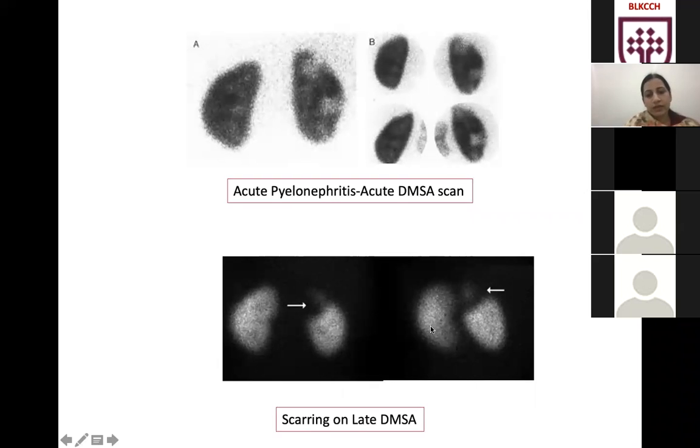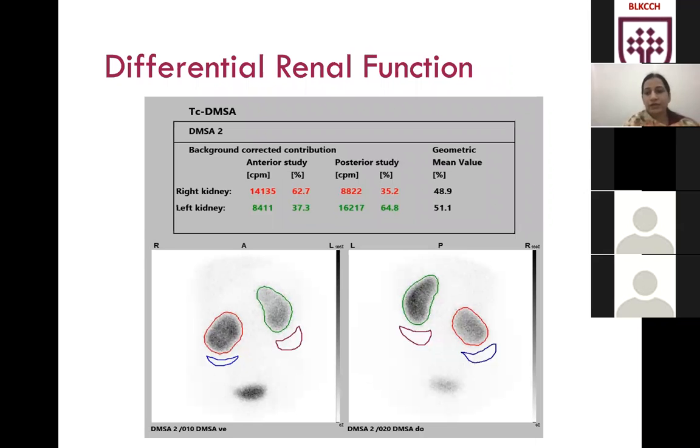However, a DMSA scan for detection of acute pyelonephritis is not indicated. So what is differential renal function? This can be determined both from a DTPA scan as well as a DMSA scan. Once imaging is being performed, the region of interest is drawn around both the kidneys and in the background area. This is to detect the background radiation because some DMSA will be there in the other tissues as well. Then the radiation emitted from both the kidneys is calculated and corrected for the background effect.